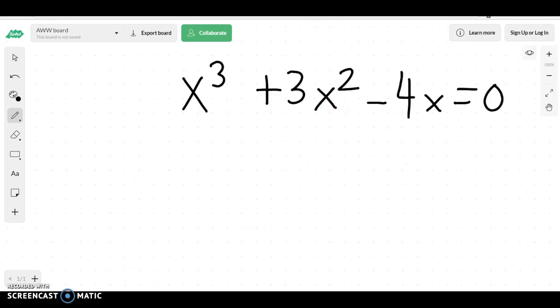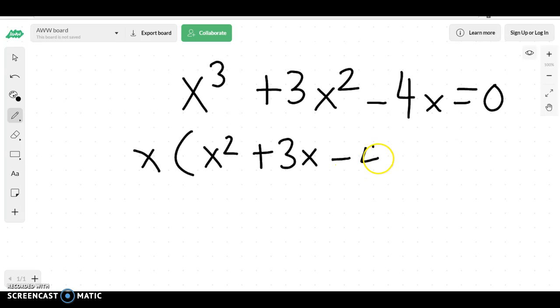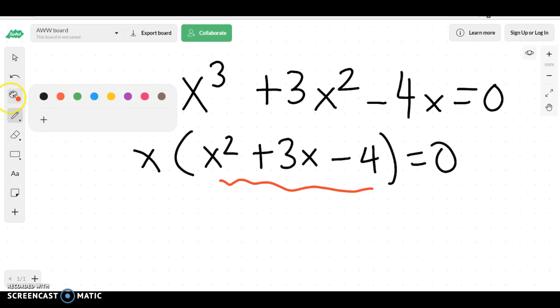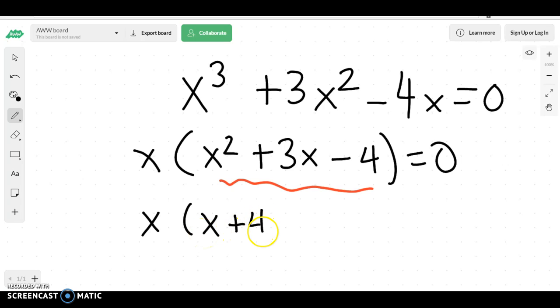Let's try another one. So my first question is, what could I factor out of all these terms? And the answer you should come up with is x. We could take an x out of each one of these terms. And at this point, we then are going to look on the inside and see if this thing factors. When I look to see if this thing factors, it does. And it should factor into x plus 4 and x minus 1, because 4 times negative 1 gives you negative 4, and 4 minus 1 is 3.